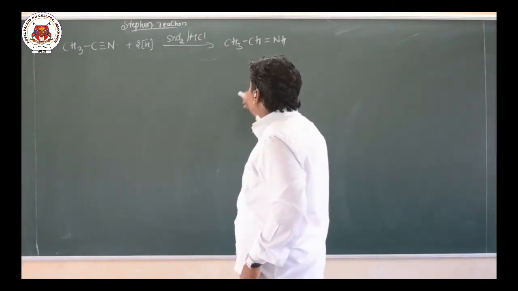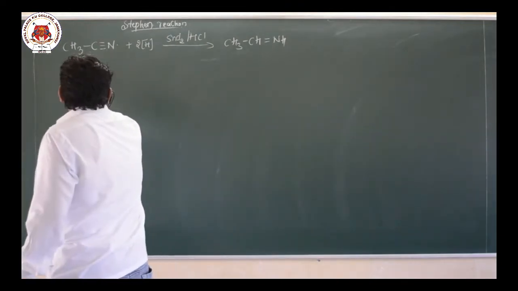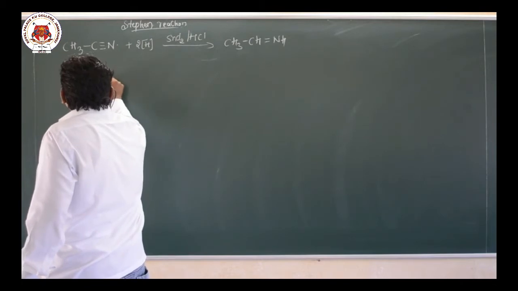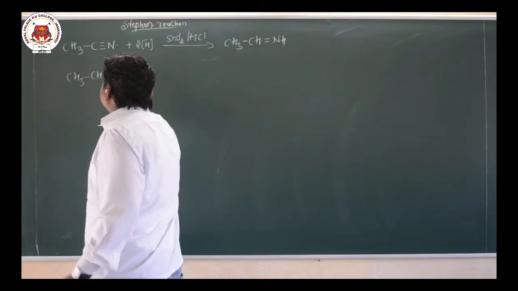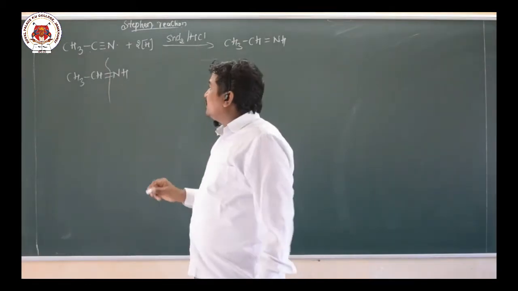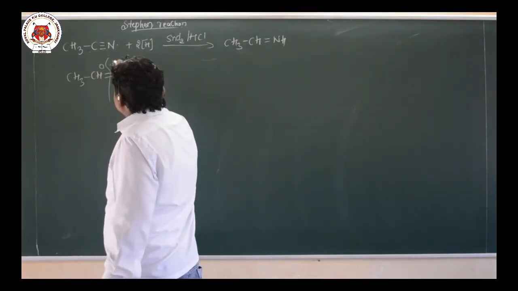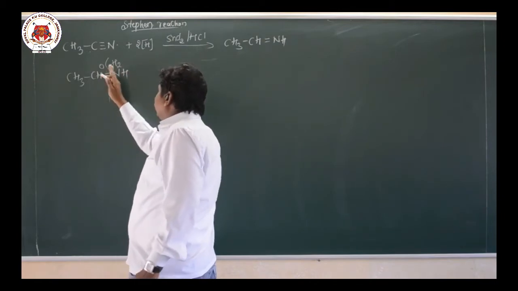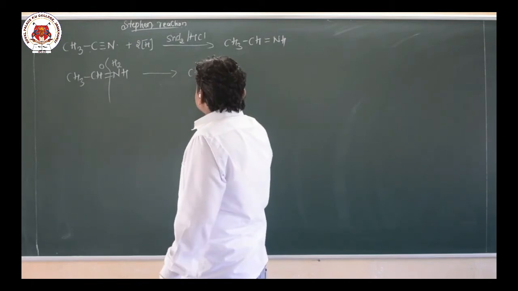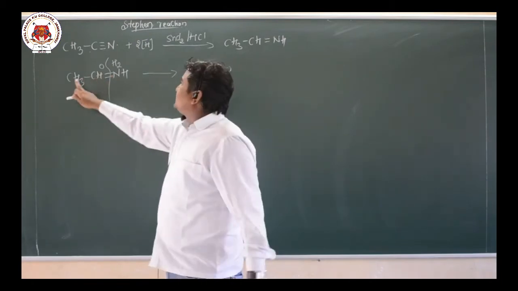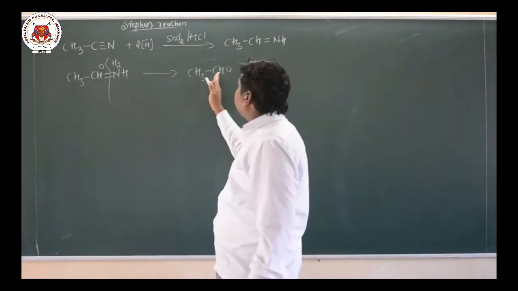Now this will undergo hydrolysis. I will write CH3CH double bond NH, an intermediate product which undergoes hydrolysis. Hydrolysis means breaking of a bond by the addition of water. The oxygen part adds to the carbon side and the H2 part adds to the nitrogen part, so it becomes CH3CHO. After addition of water, there is formation of an aldehyde.